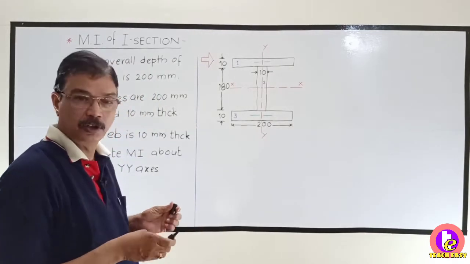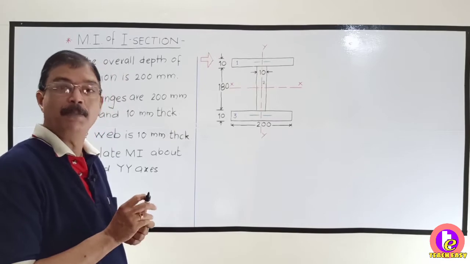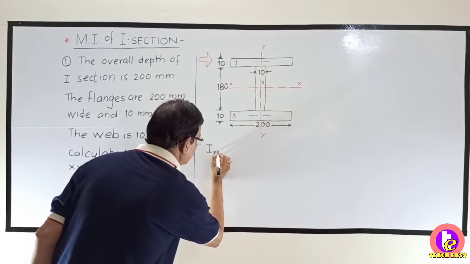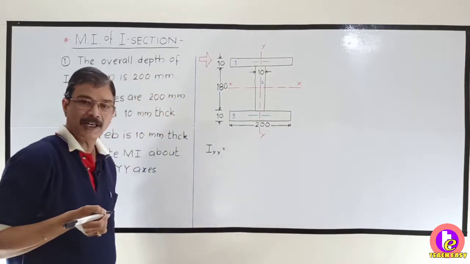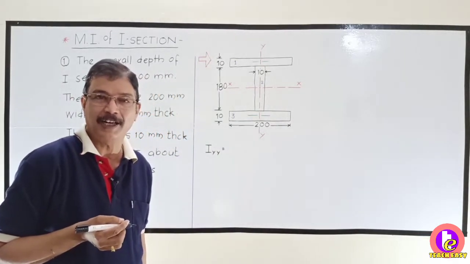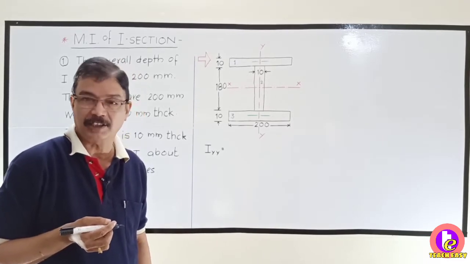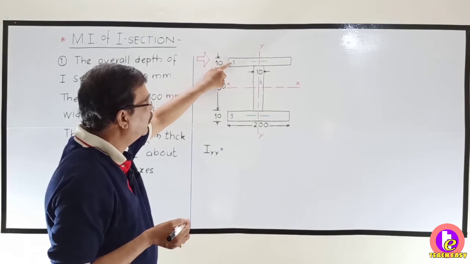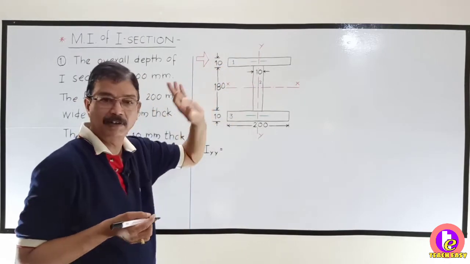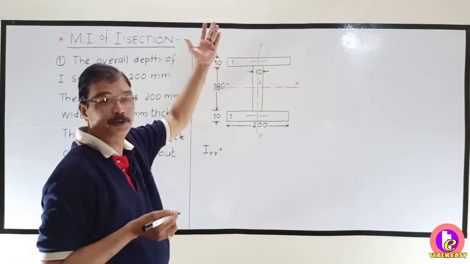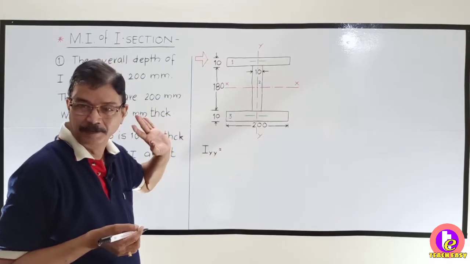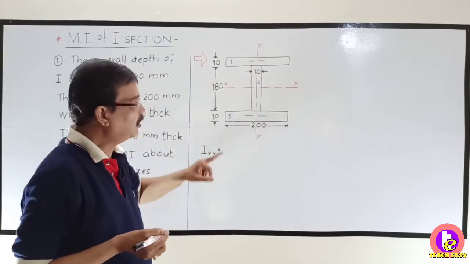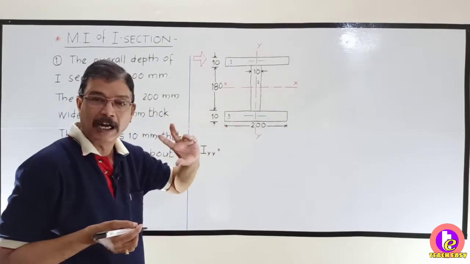So, let us first find out the moment of inertia of I section about YY axis. I will write IYY is equal to, all of them are rectangles. For rectangle, we know that moment of inertia is BD cube by 12 for XX and DB cube by 12 for YY. Similarly, IYY will be IYY of top flange plus IYY of bottom flange plus IYY of web. As top flange and bottom flange are of same dimension, this is a symmetrical I section. If their dimensions are different, that will become an unsymmetrical I section. As they are the same, instead of writing IYY for 1 and 3 separately, I will make it twice.